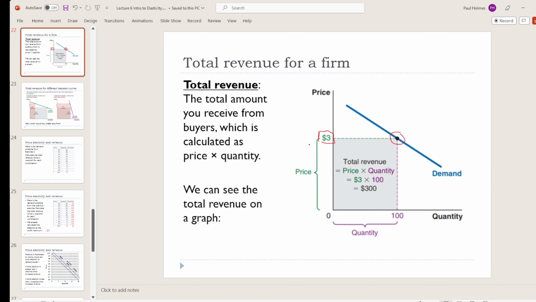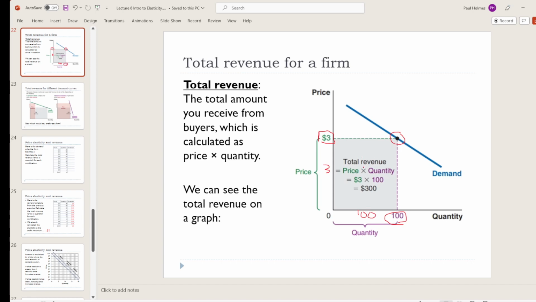Well then, for every unit that we sell, we gain $3, and the total amount of money that we're going to gain is 100 lots of $3. So 100 lots of $3 gives us $300. We say that is our total revenue. But we've drawn this as a box on this graph. And that should hopefully make sense to you, because the area of a rectangle is the height times the width, yeah?